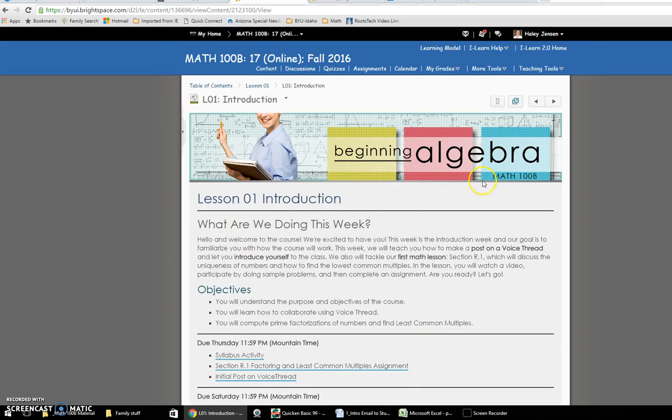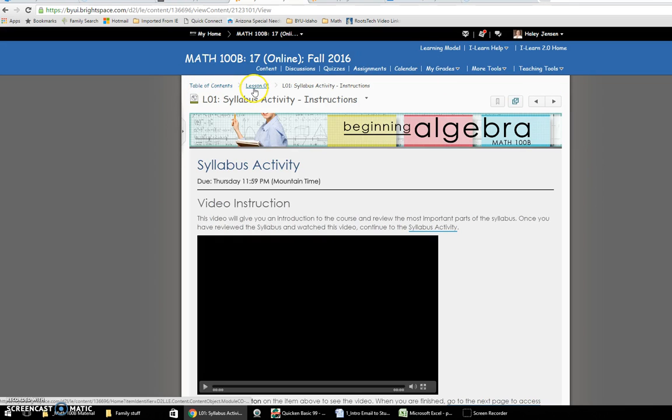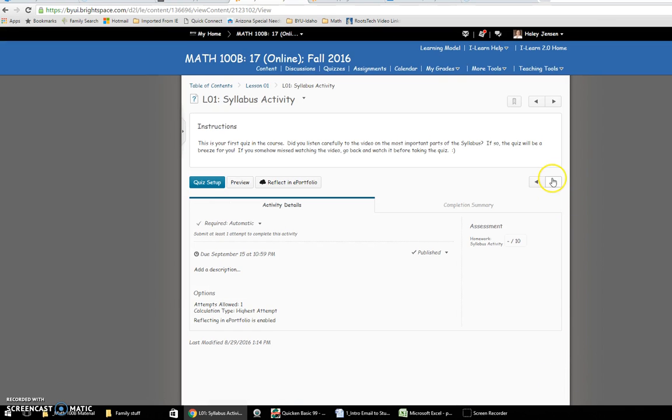And when you're on this page, there'll be these little arrows to go to the next page in the lesson. So you don't have to keep going back to the table of contents or the lesson. The video instruction is great because this gives you a walkthrough of the syllabus. And then there's a syllabus quiz. So on the next page, you get to take the quiz.